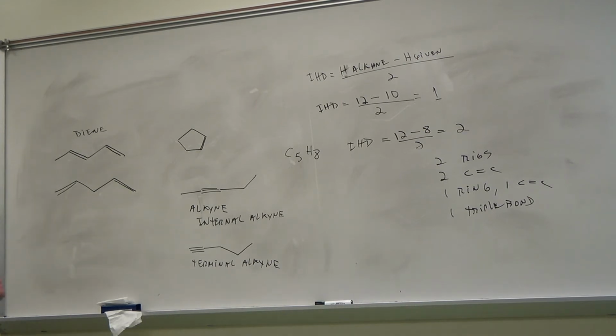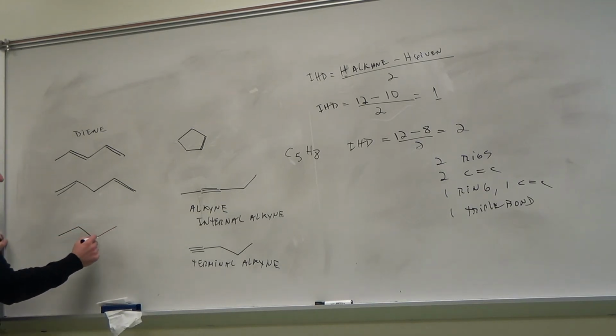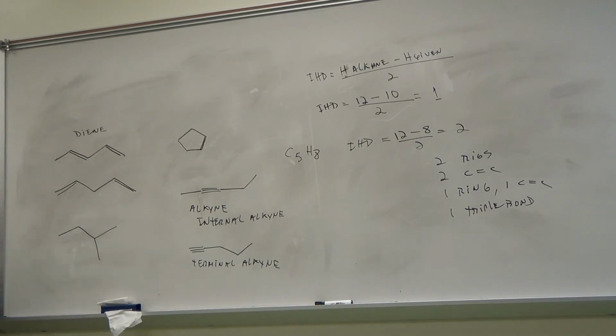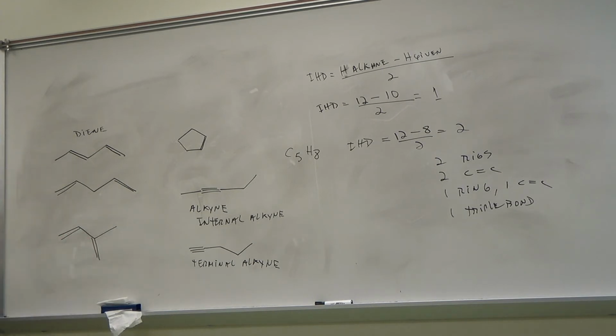What else? What else can we draw? Anything else? Hello? 1, 2, 3, 4, and 5. Is there a way for us to draw 2 double bonds here somewhere? Maybe we can draw 1 here and 1 there.